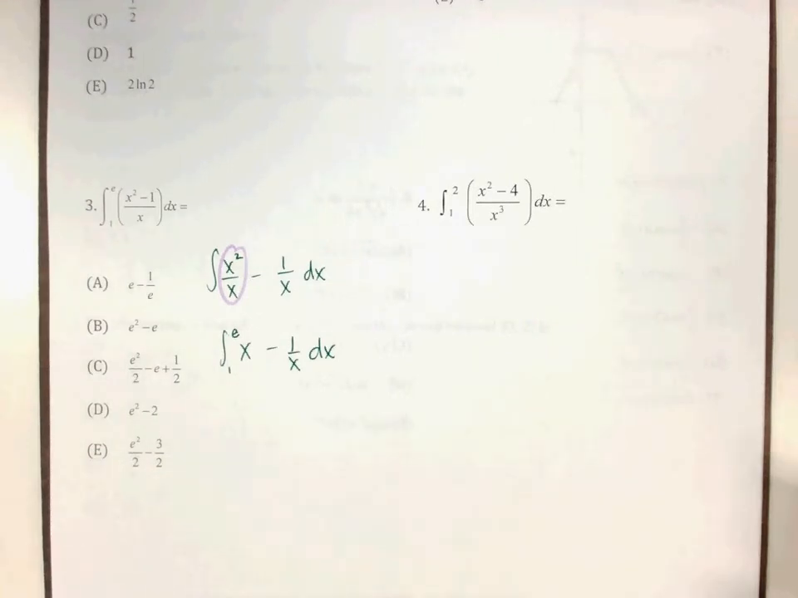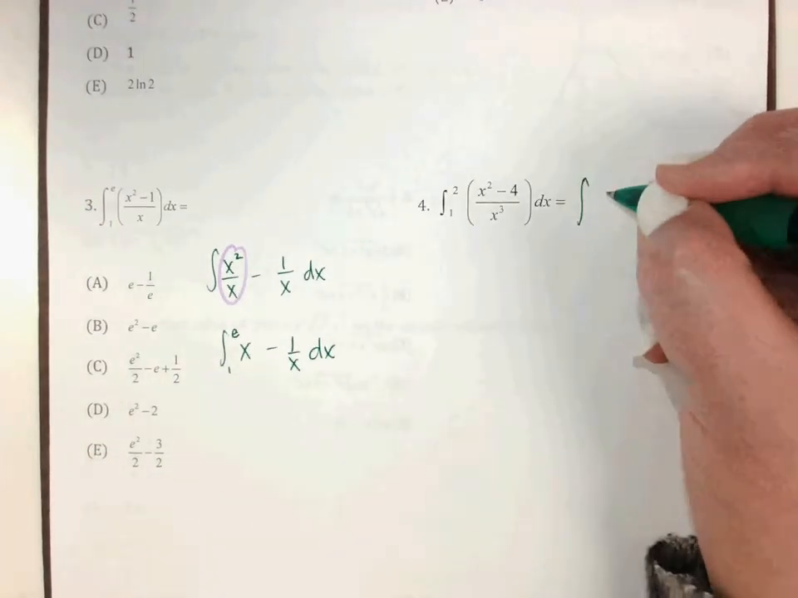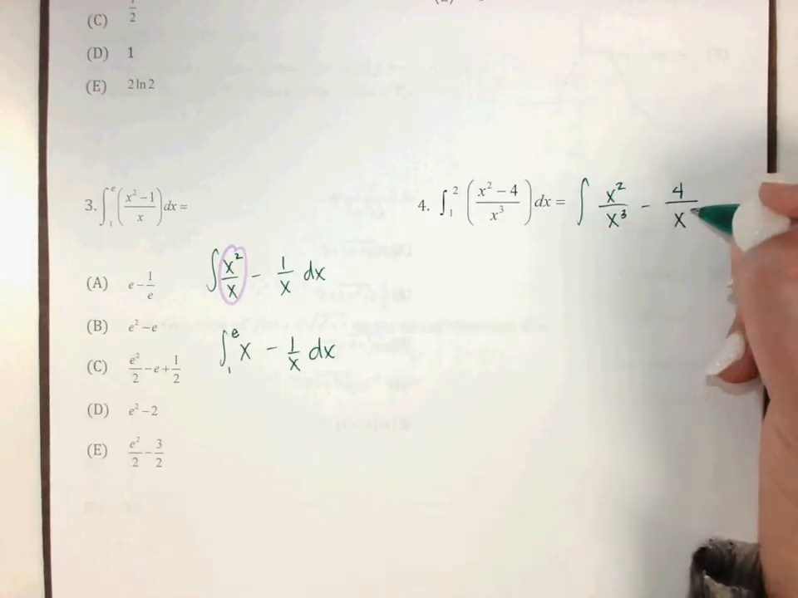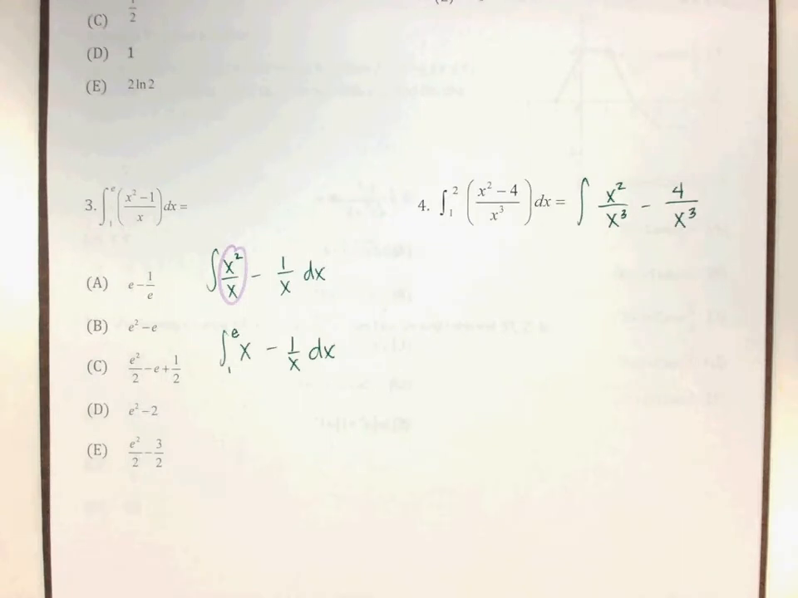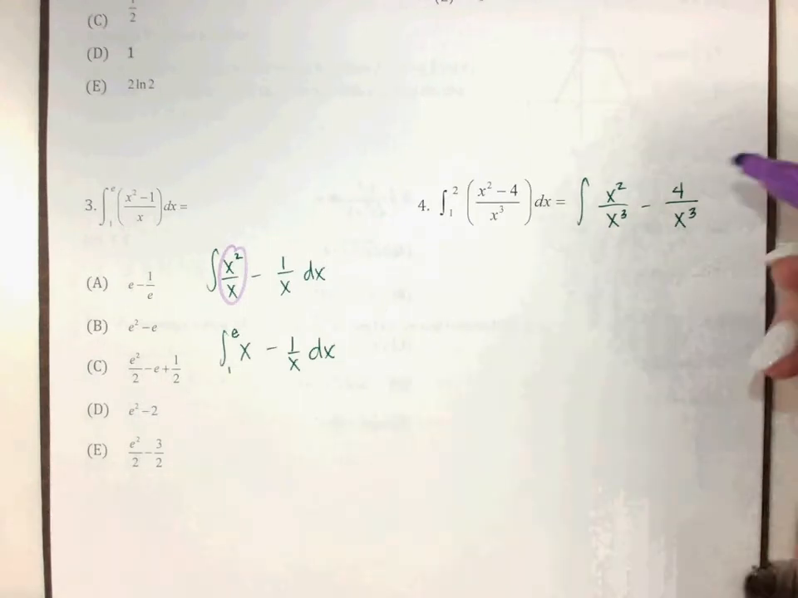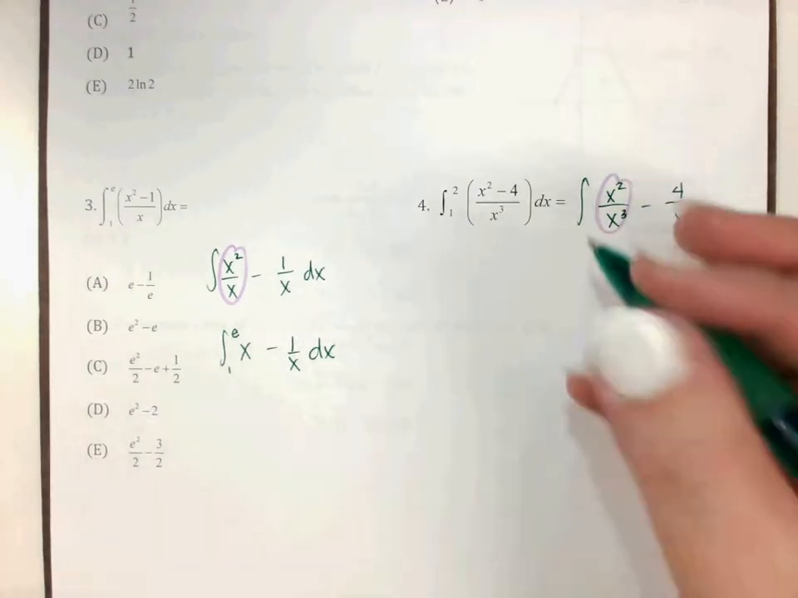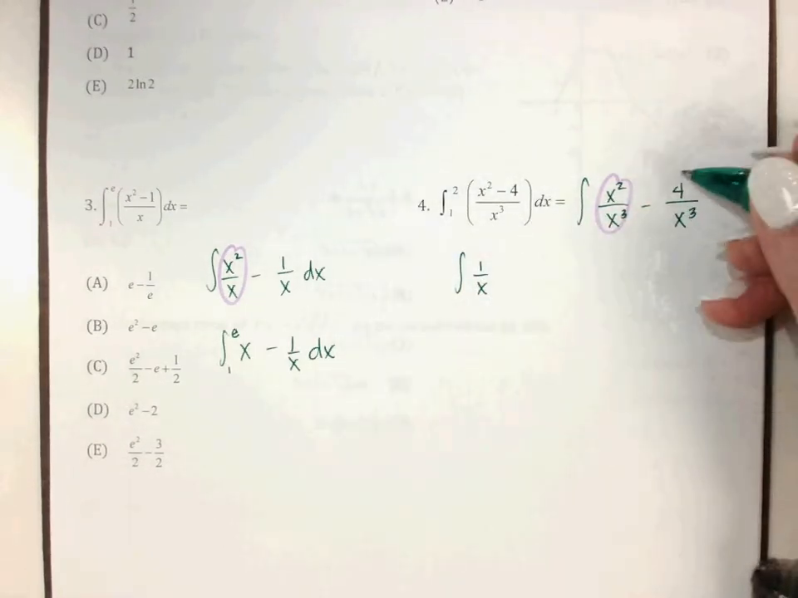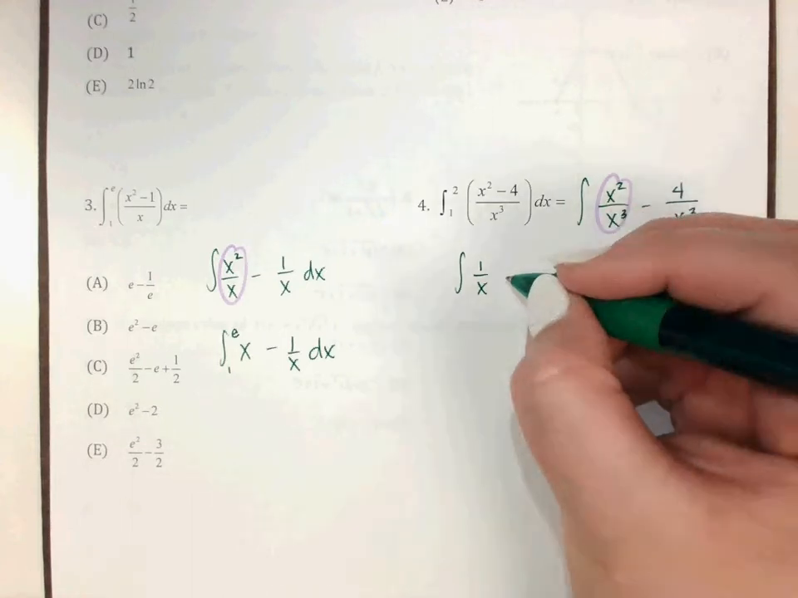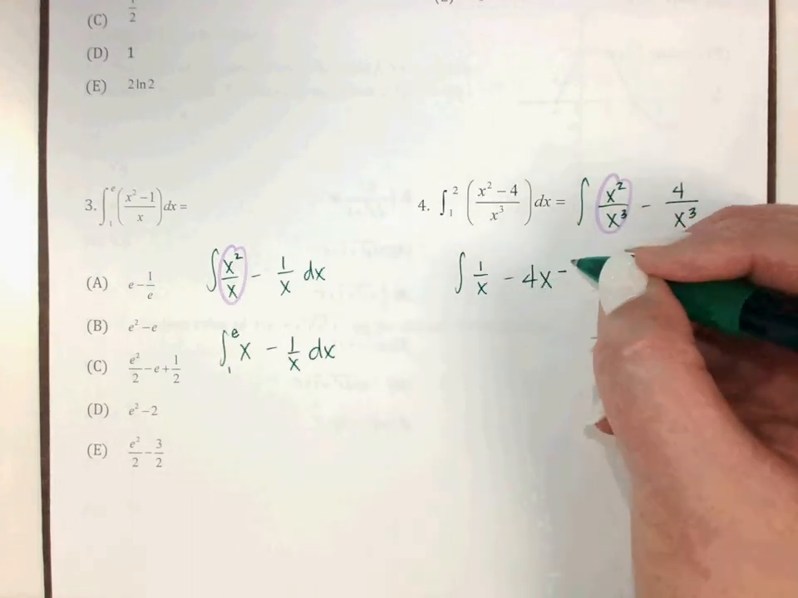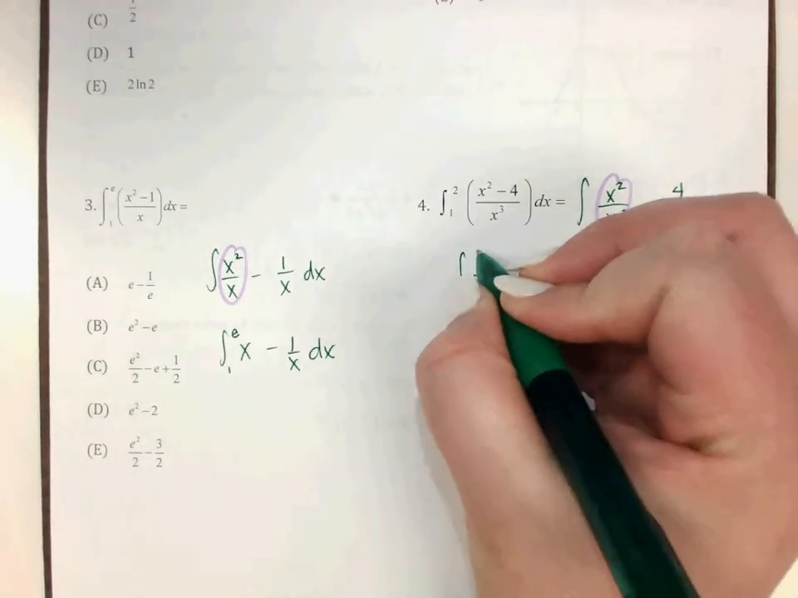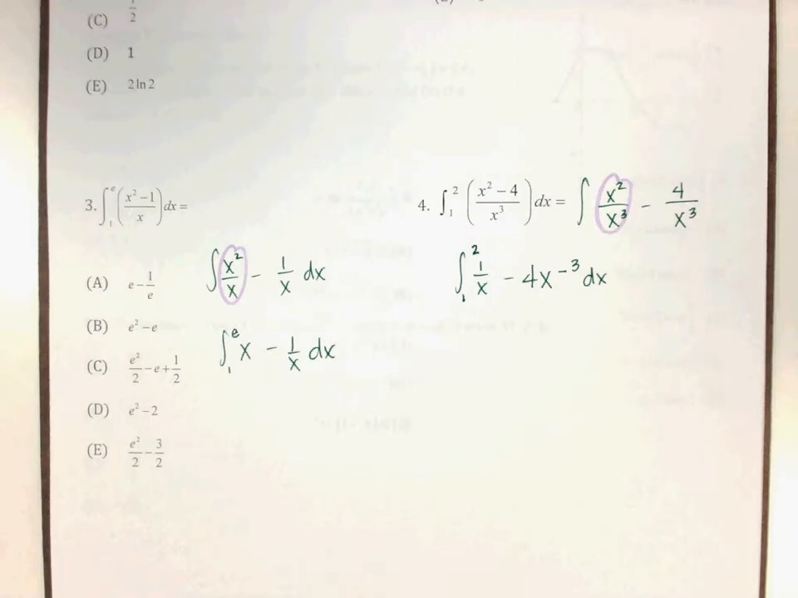Okay, same thing with number 4. I would split that up into x squared over x cubed minus 4 over x cubed. Now, for the first one, how does that reduce? 1 over x. Okay, my extra x is on the bottom, so that's really a 1 over x. But then what do I do with this guy? 4x to the negative 3. Okay. And then 1 to 2. All right, you can do it. I love to help if you need help.